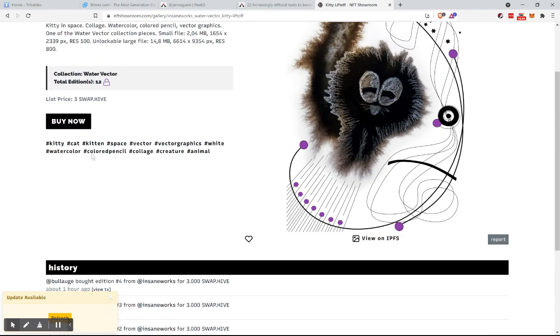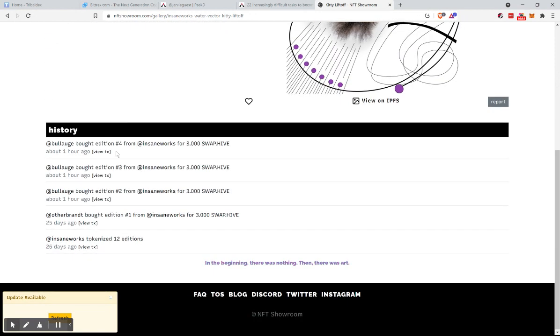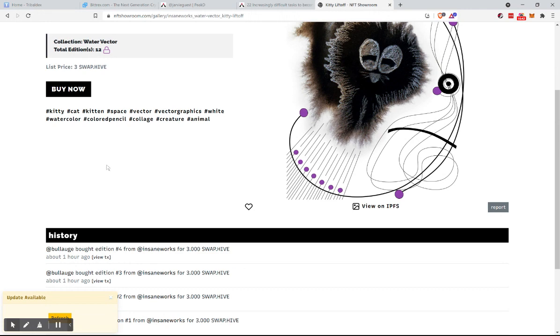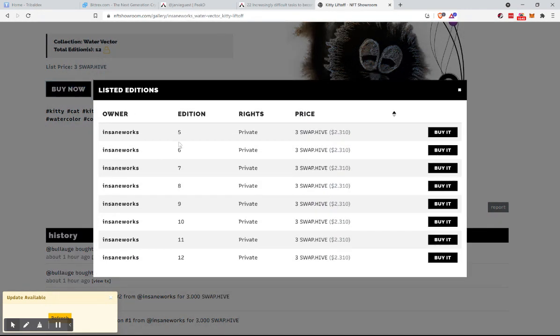Water vector 12. It looks like 4 of them have already been purchased. And yeah, we're just going to go and buy it now. You don't get, they call it private rights. What does that mean? Who even knows what that means? I don't know what it means. Whatever. Okay, so we hit that.